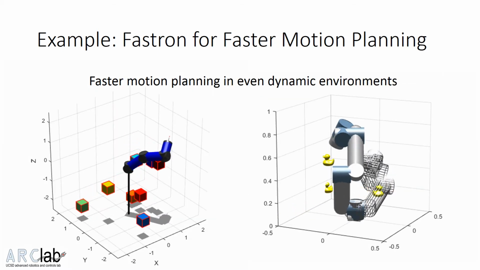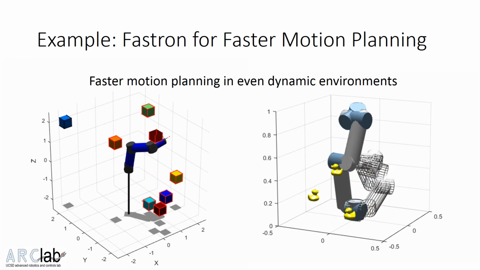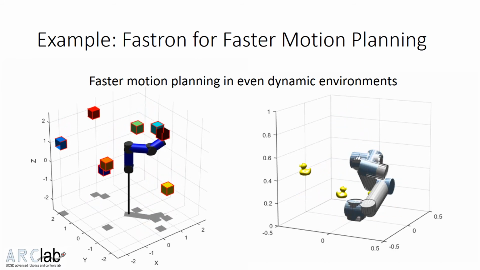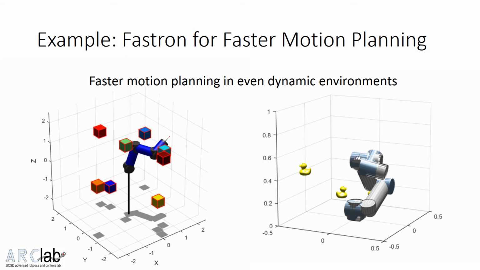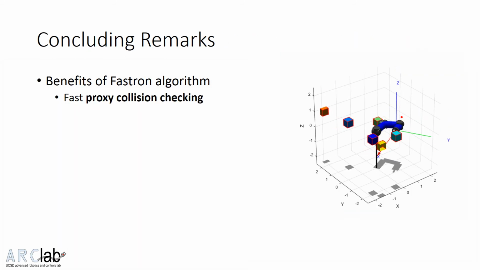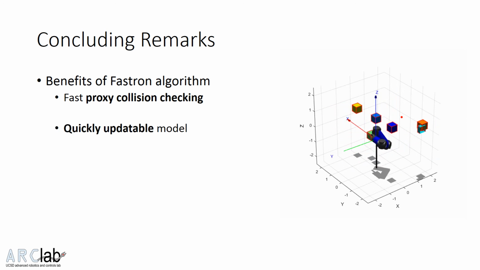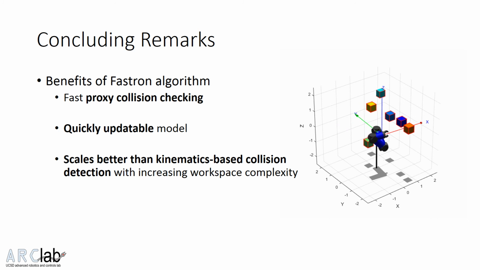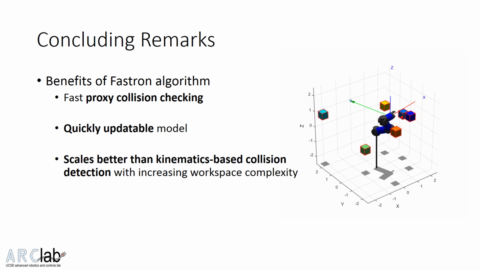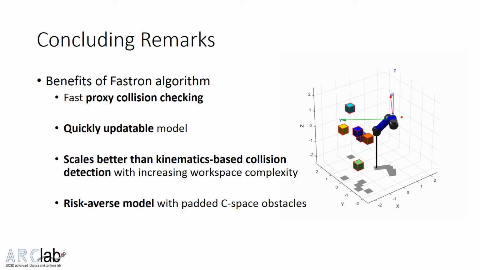Since the Fastron may be used for fast proxy collision checking, the Fastron will accelerate motion planning when using sampling-based methods, even when working with redundant or high DOF manipulators or in dynamic environments. In summary, the Fastron algorithm provides fast proxy collision checking, uses a quickly updatable model for changing environments, scales better than kinematics-based collision detection with increasing workspace complexity, and pads C-space obstacles for a risk-averse model.